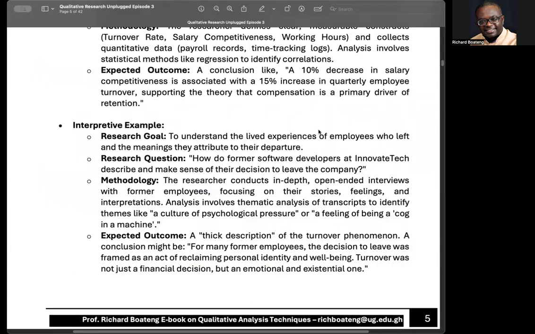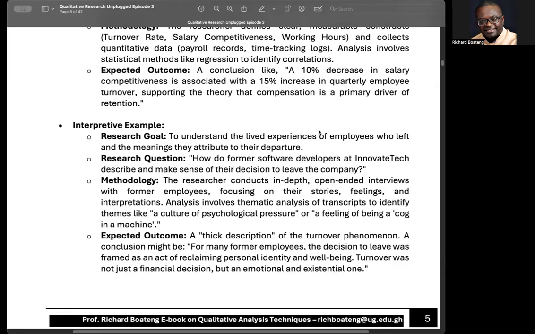And the methods. You'd rely heavily on things like in-depth, open-ended interviews, really getting people to share their stories, their feelings, their interpretations. You might analyze emails or reflective journals if available. The analysis would likely be thematic, looking for recurring patterns of meaning in what people say. And the outcome wouldn't be a statistic.